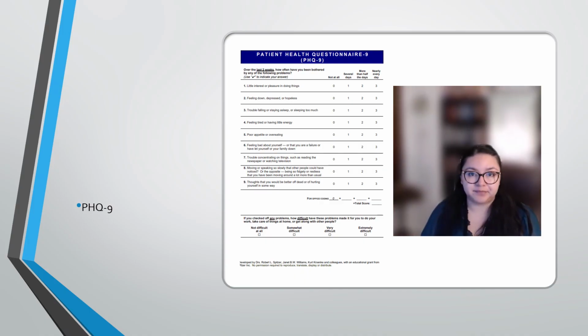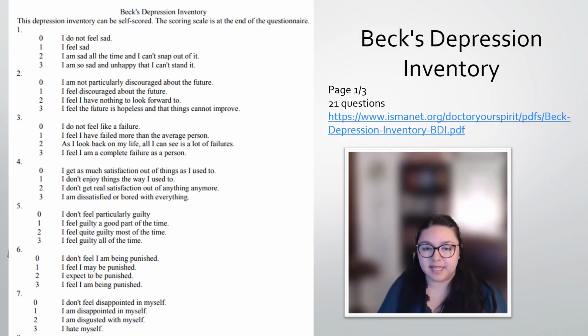All right, this is another example of a depression inventory. This is Beck's Depression Inventory. This one has 21 questions. This example is less of a rating, and goes through more detailed information.